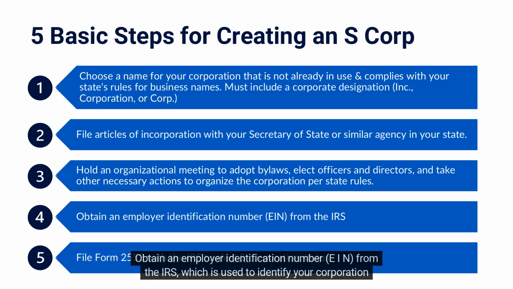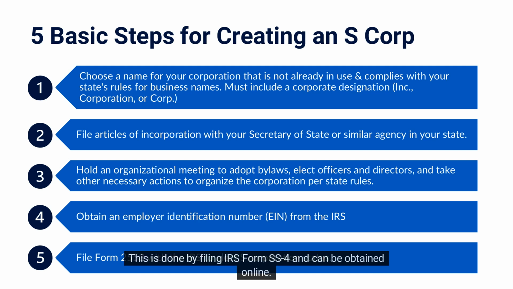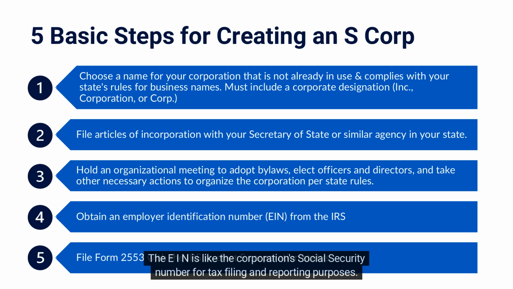Obtain an employer identification number, EIN, from the IRS, which is used to identify your corporation for tax purposes. This is done by filing IRS Form SS-4 and can be obtained online. The EIN is like the corporation's Social Security number for tax filing and reporting purposes.